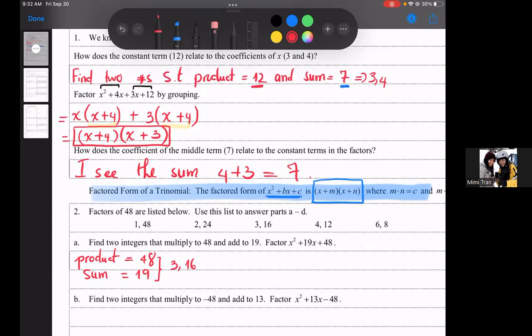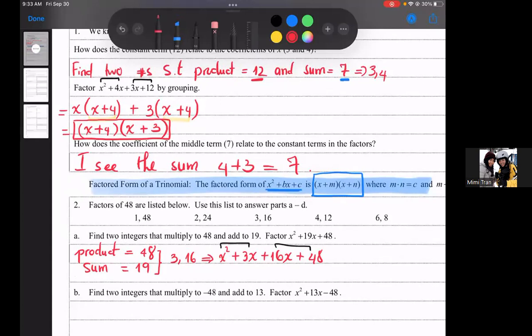And what do I do with those 3 and 16? Do you guys remember? What do I use it for? I use it to split what? Split the middle part. It's not the middle one, the one with the x. So instead of 19x, I'm going to write x squared plus 3x plus 16x plus 48. And then because you have four terms, group factoring. First two, last two. If someone does x squared plus 16x first, it's okay. You can group the first two also. Maybe you want to group differently, but it doesn't matter.